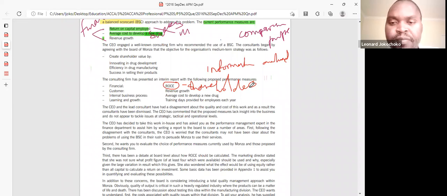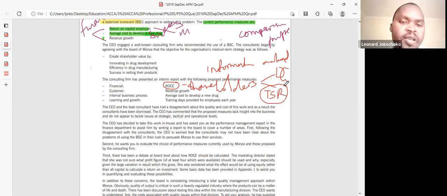Instead, I would expect to see a measure of dividend growth here. I would expect to see a historical measure of total shareholder return. I would take it that you know how to calculate total shareholder return from your financial management study. So these are the things I expect to see. Thus, the use of return on capital employed is not the most appropriate way to measure financial performance.